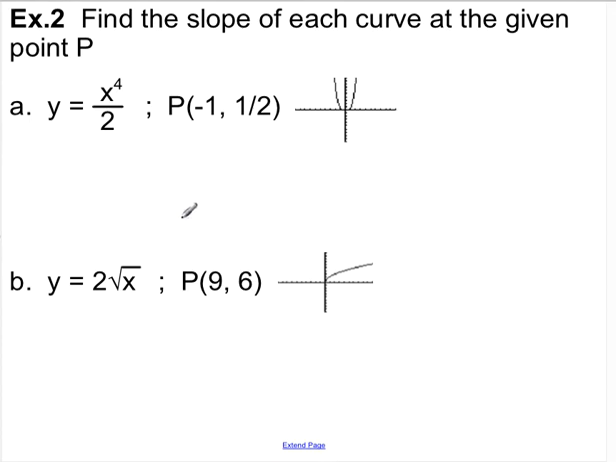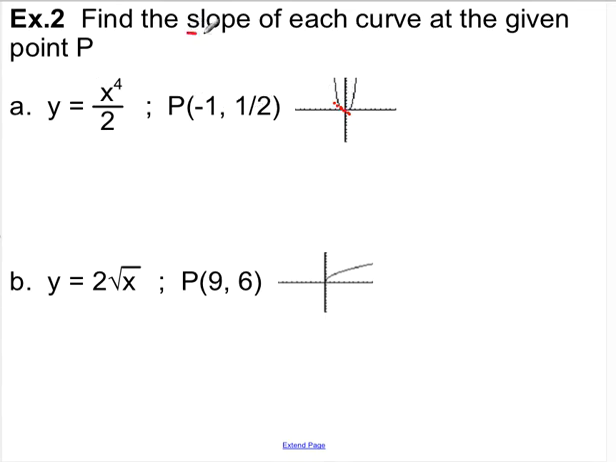So now the question adds a little piece. It says find the slope of each curve at the given point P. So here's some function, and I want to find the slope at negative 1 comma a half. Well, who knows where negative 1, comma a half is? Somewhere over there. We want to find the slope of the line that just touches that one point, right? The tangent line right at that point.